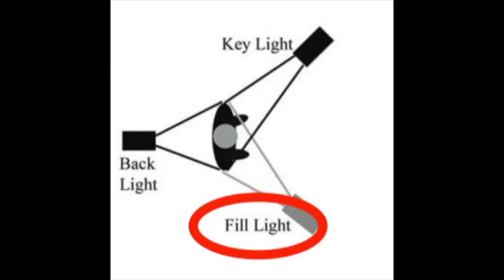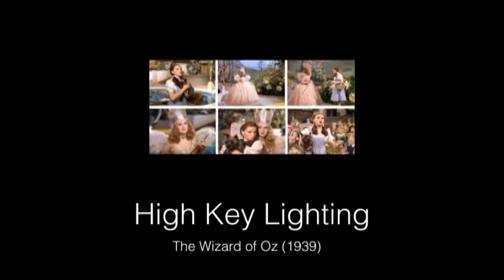High key lighting involves increasing the fill lighting to the same level as the key lighting. This creates a scene that is very bright and soft, with few shadows in the frame. Musicals and comedies tend to employ high key lighting. The frames here represent an excellent example of high key lighting used in the musical The Wizard of Oz from 1939. The characters and scenery are all brightly lit, and there are no existing shadows.